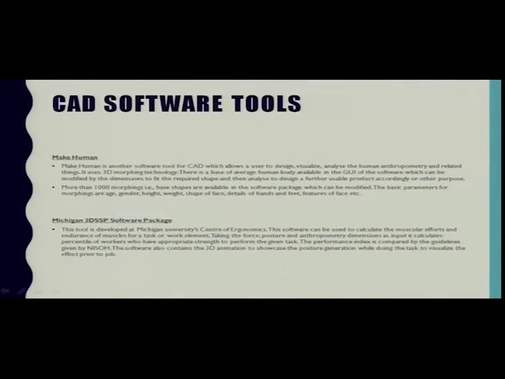So under this topic of CAD software tools, a software which is freely available is MakeHuman. So this particular MakeHuman is a software tool for CAD which allows a user to design, visualize and analyze human anthropometry and related things. So it uses 3D morphing technology. The basic parameters for morphing are age, gender, height, weight, shape of face, details of hands, feet and features of the face.